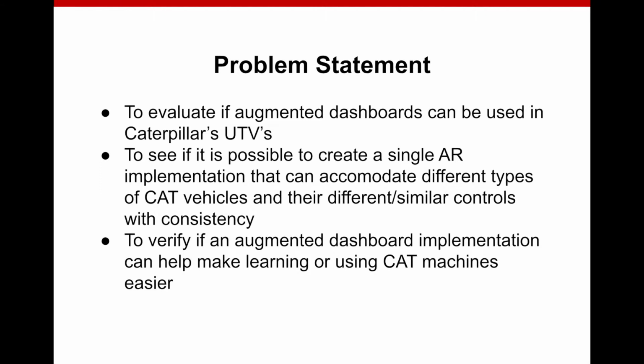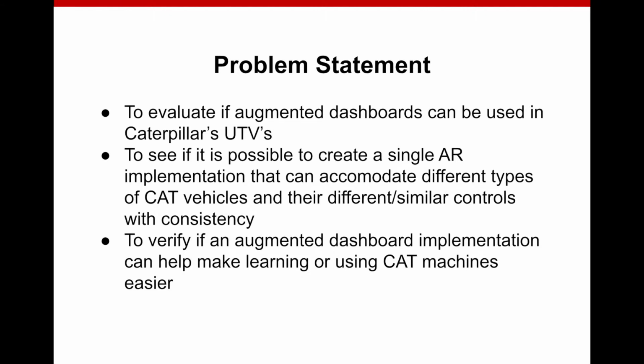We tried to come up with some ideas about what problems can be solved, and we had a look into different possibilities and came up with a couple of problems. First of all, we wanted to evaluate if an augmented dashboard can be used to help users use the Caterpillar's UTVs. We wanted to see if there's a single AR implementation that can accommodate every different type of control that we can find from a variety of vehicles that CAT produces, and do this with consistency.